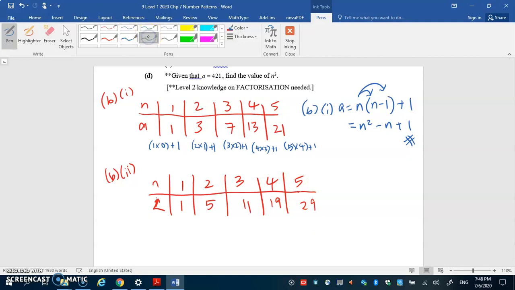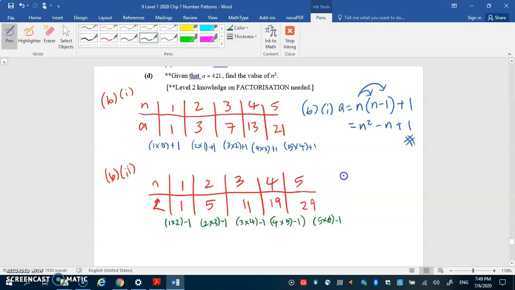So the pattern is quite similar to the previous one, just that now it's going to be a minus 1. And we're looking at the next term. So 1 times the next term 2, then minus 1. So 2 minus 1, you get 1. Then 2 times the next term 3, 6 minus 1, I get 5. 3 times 4 minus 1, I'll get 11. 4 times 5 minus 1, I will get 19. And then 5 times 6 minus 1, I'll get 29.